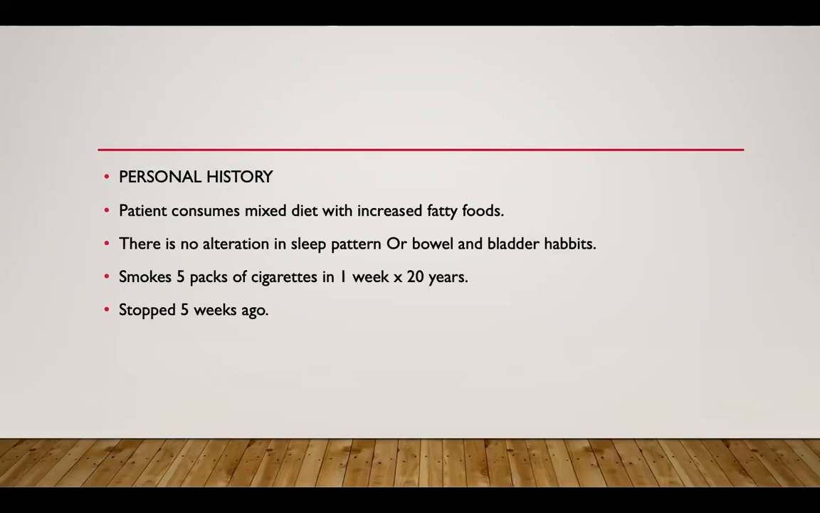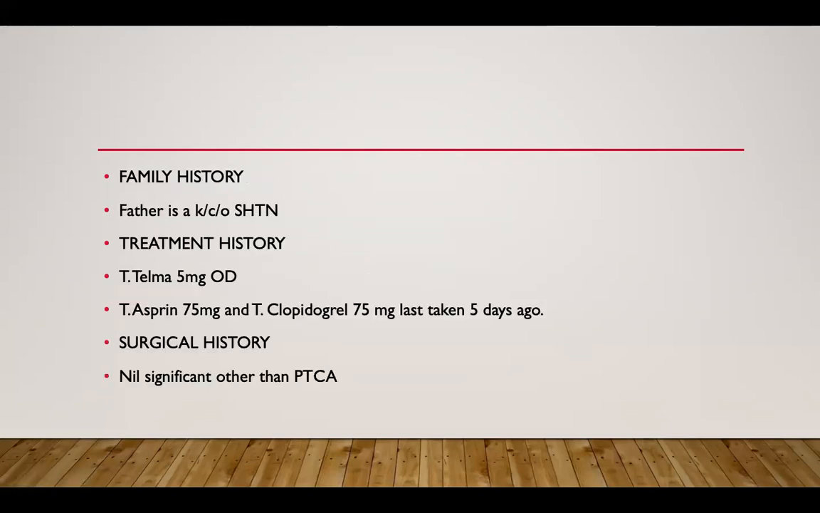Personal history: he consumes a mixed diet with increased fatty foods, and there is no altered sleep pattern or bowel and bladder habits. He smokes about 5 packs of cigarettes in a week for 20 weeks. He has stopped it for the past 5 weeks. Family history: he gives a history of hypertension in his father. Treatment history: he is on tablet Telma 5 mg OD, tablet aspirin 75 mg, and tablet clopidogrel 75 mg, which he last took 5 years ago. Surgical history: there is no other significant surgical history other than PTCA in 2018.